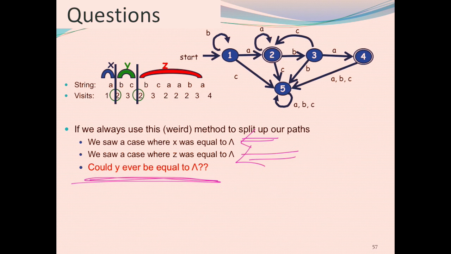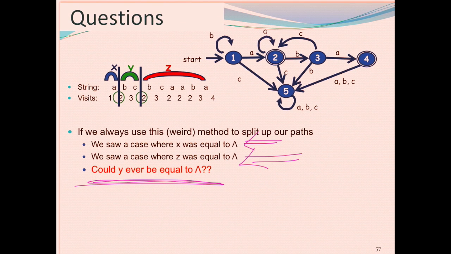Whatever we do, because of the way we did it, we said, where's our first repeat? You have to have a repeat. So there's our first number, and there's the second time we see the same number, and we draw the lines. It's possible the second time we saw 2 could have been there, but that's as close as you can get. There has to be a letter in between. So the answer is no. Y can never equal lambda, just because of the way we defined this. I picked this method so that y could never equal lambda.